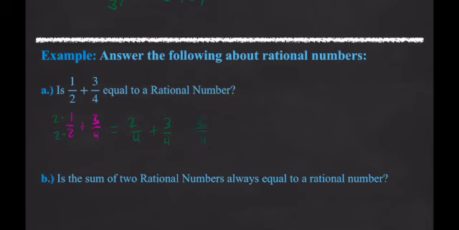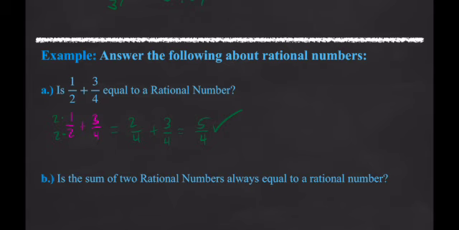That's still a ratio, a fraction of 2 integers. So is that rational? Yeah, this would be a rational number. Okay, so in part B of this, is the sum of any 2 rational numbers always equal to another rational number? Yeah, that's what it means to be closed under addition. If you are taking any rational numbers and adding them together, then it is always going to end up being a rational number.